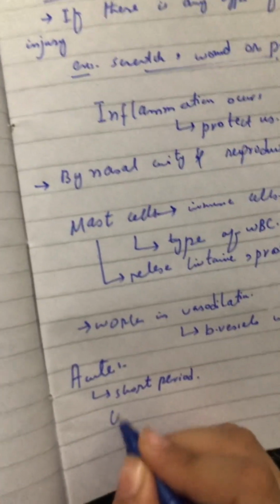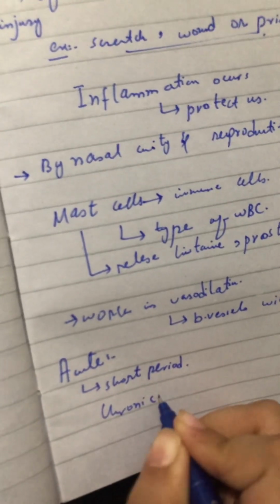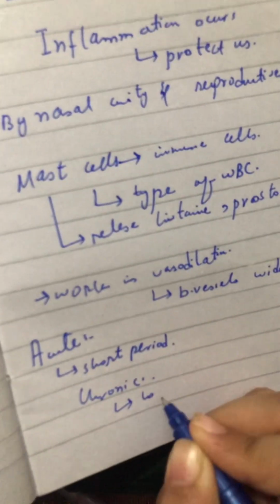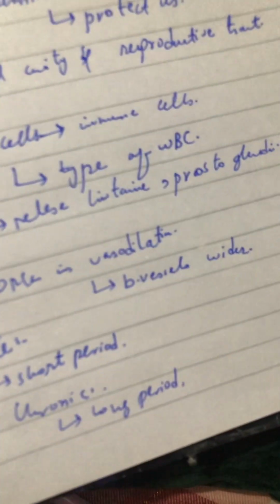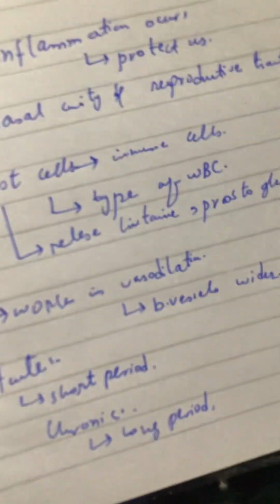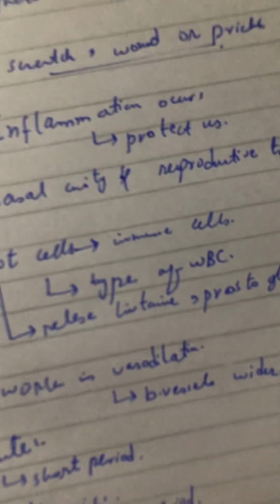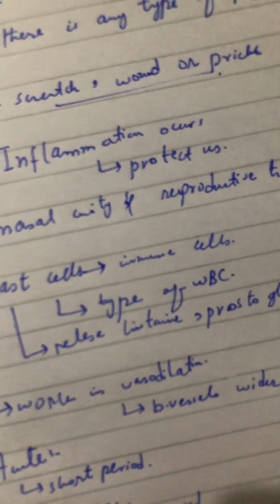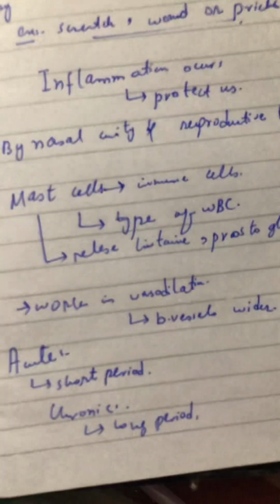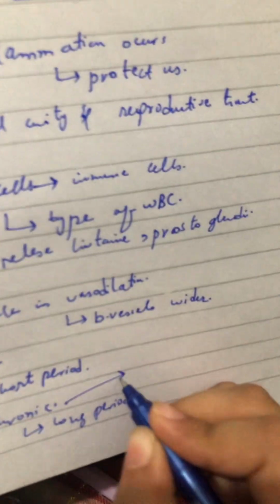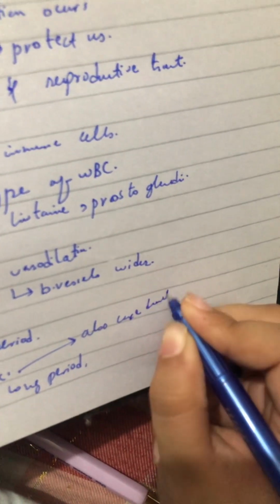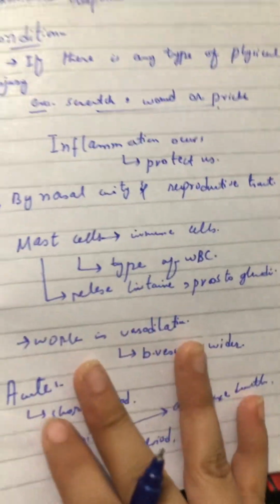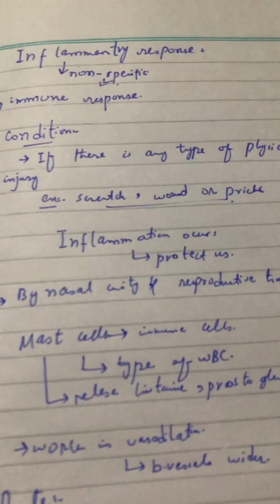Chronic is a long-period inflammation. It has fewer symptoms, which means not that severe symptoms, because it is for a long period, but it is very harmful. It can also cause death. So that was about the inflammatory response.